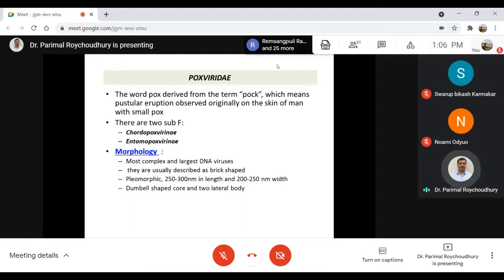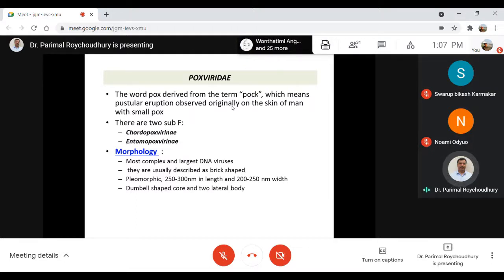The name Pox is derived from a word meaning pustular eruption. As you know, one of the characteristic features of Pox infection is the formation of blisters, fluid-filled vesicles on the skin surface and mucosal surface, which gradually give rise to pustular lesions. Hyperplastic changes occur in the epithelium, and because of this, this group of viruses has been termed pox.